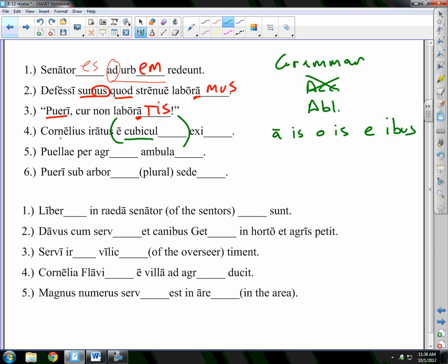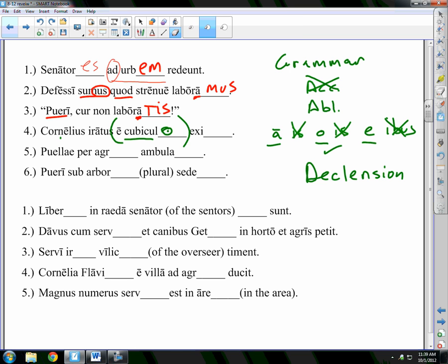Okay, so Cornelius leaves from the bedroom or from the bedrooms? Well, it's kind of hard to distinguish. I'm going to go with singular. I'm going to say it's one bedroom. So I can eliminate all of these plurals right away. That leaves me with 3 possibilities. And all I have to do last is determine what declension it is. If I look up the word cubiculum, it has the letter i as its genitive singular. That makes it second declension, and that's why I picked the letter o as the ending.